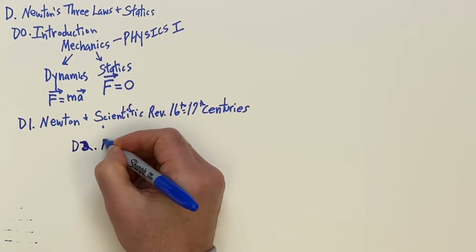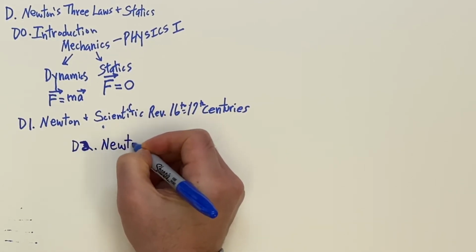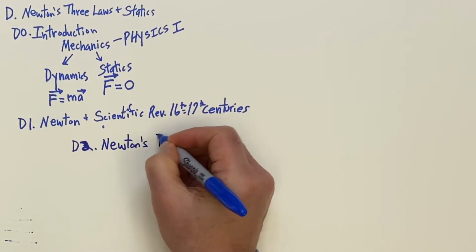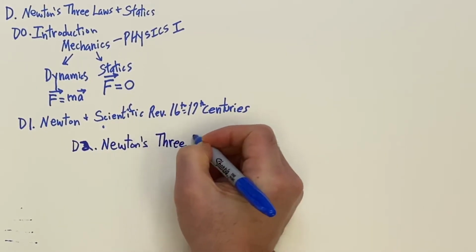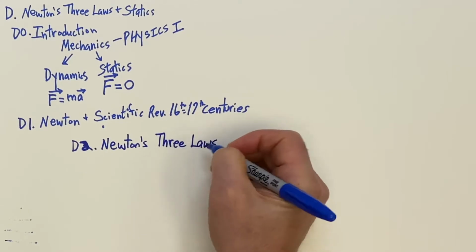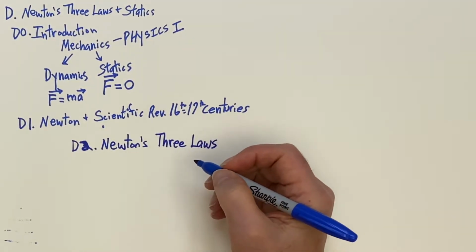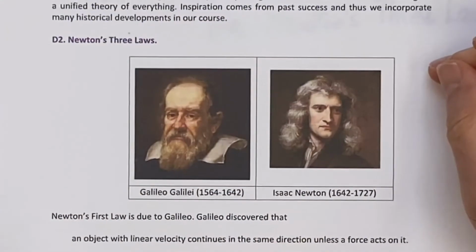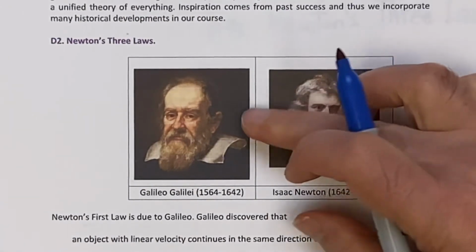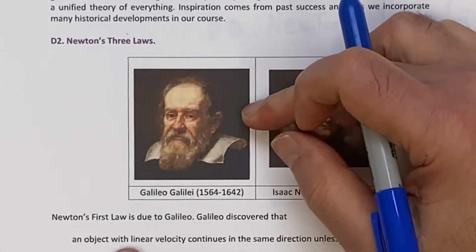D2 is next. Newton's 3 laws. Now, the first law is a law of Galileo.